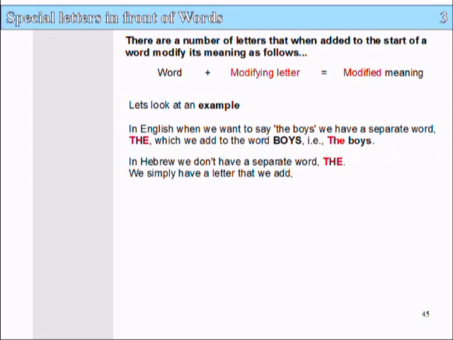In Hebrew, we don't have a separate word, the. We simply have a letter that we add. That's the letter hey, seen here with a patach underneath it. It also may have a kametz underneath it as well, or something else. But it's a letter hey. So we have our word, and we add the modifying letter hey, and we get the modified meaning.